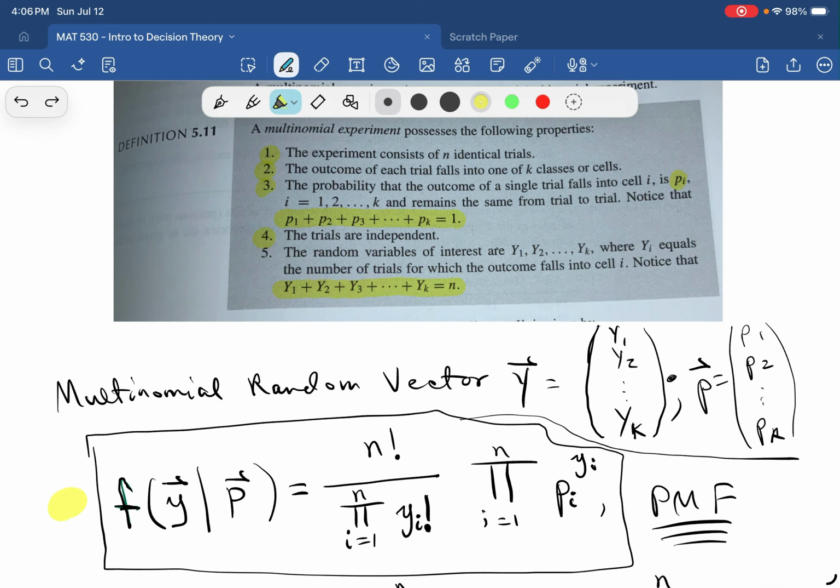The distribution that governs this experiment is the multinomial distribution that we just looked at. Notice here that we have our random vector y, which records the number of trials that fell into the first class, the second class, and so on. Then we have our parameter vector p. Here is the PMF of the multinomial distribution. But now recall that whenever we calculate the Jeffreys prior, we're going to regard the y_i's as fixed or constant and the p_i's as the variable.